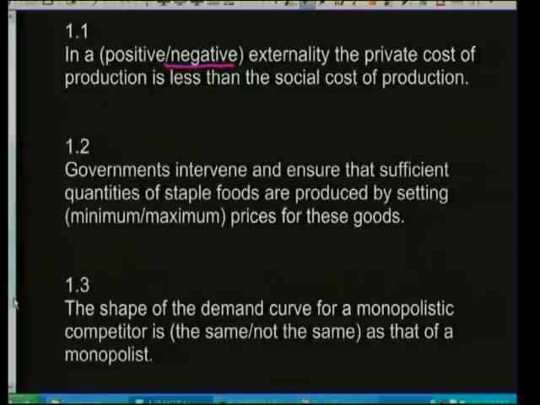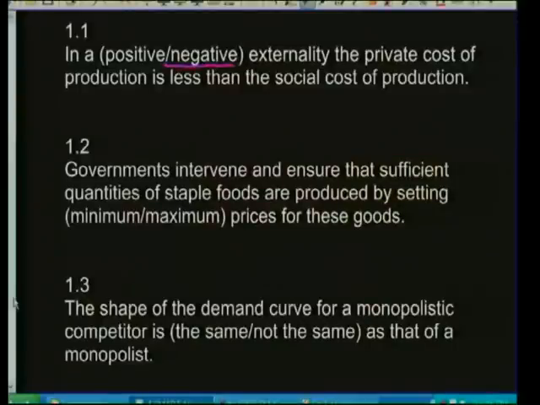Question 1.2. Governments intervene and ensure that sufficient quantities of staple foods are produced by setting minimum or maximum prices for these goods. Now, there's a little bit of a problem with this question because the answer can actually be minimum or maximum, and I saw on the memo that they accepted both of these answers. The reason why minimum could be correct is that when you look at the price of labor, you would like to set minimum prices for labor to protect the laborers or the workers.